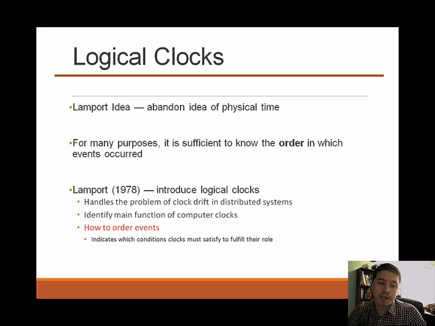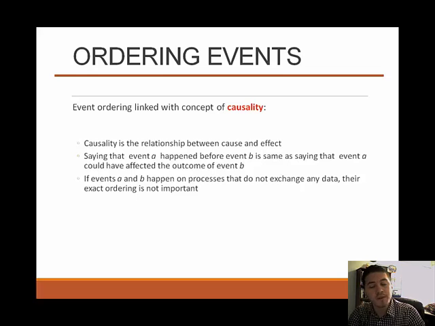So Lamport in 1978 wrote this paper, and he introduces the logical clocks, which handles the problem of clock drifts in a distributed system. He identifies the main function of a computer clock while using the logical clock concept. And the main question that he answers in this paper is how to order events in a distributed system. And he provides what clock condition must be satisfied in order for this ordering of events to happen in exactly the same way in all other systems in a distributed environment.